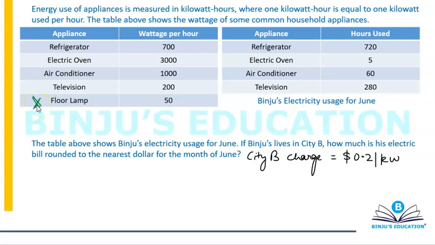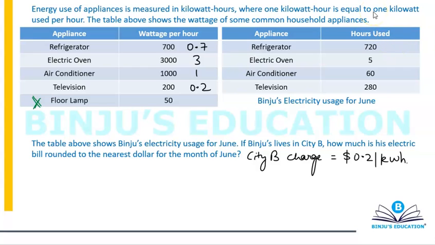So it shows us the electricity usage of a person who is living in City B. How much is his electric bill rounded to the nearest dollar for the month of June, and the charge per kilowatt hour is given to us as 0.2. All right, so what I'm gonna do here itself is convert this wattage into kilowatt. So this will simply become 0.7, 3, 1, and 0.2.